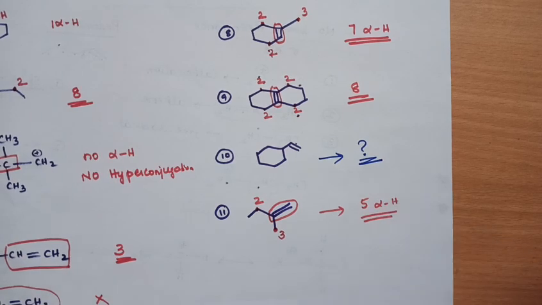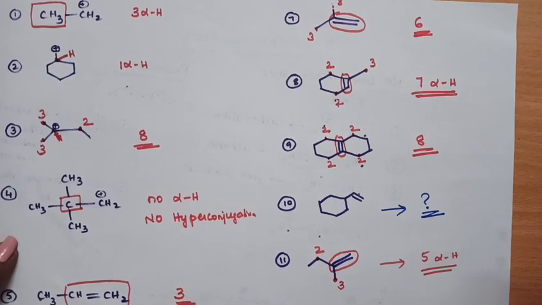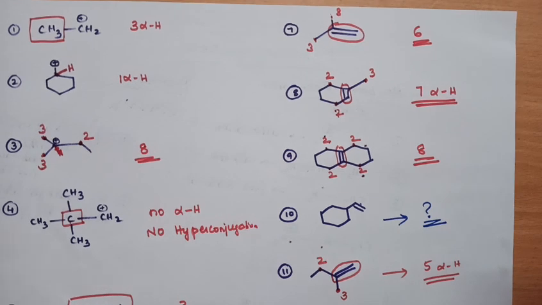So this is how we find the number of alpha hydrogen atoms. So students, in this video we learned what is hyperconjugation and when hyperconjugation will take place, and how to find the number of alpha hydrogen atoms. In the next video, if two structures are given, how to find the stability, I'll teach you.